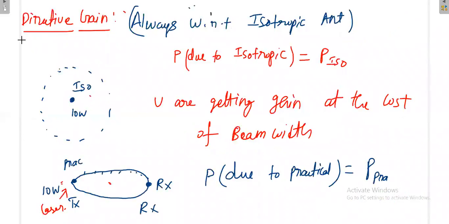It is also a function of theta. Directive gain is also a function of angle. That's why this is called directive gain. In a particular direction you will have more gain, in another direction you will have very little gain.